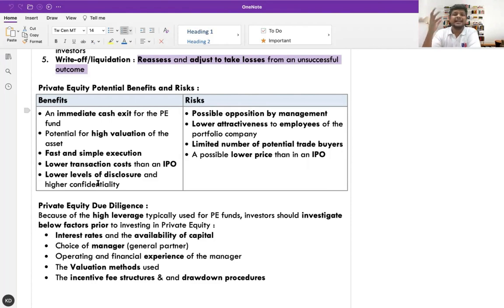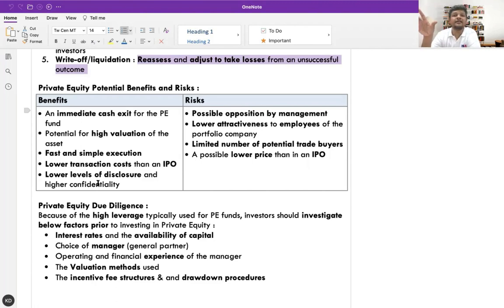And many times the investment is in private entities. So you don't have to go through the SEC and do all the regulation part. Correct? So it is simpler to execute also. Is that clear? And if you sell it in the IPO, you have to go through the IPO process, which is very costly. But if you sell it to trade sale or to another private equity, it is very easily liquidable. Clear?